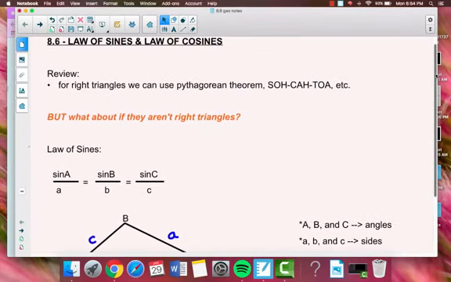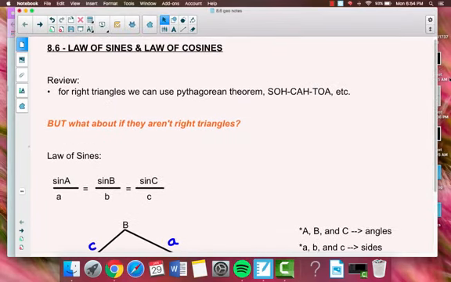Today we're going to be talking about two unique laws in trig, and they are called the law of sines and law of cosines. Just as a reminder, up until now we've been working strictly with right triangles, and we've used Pythagorean theorem, SOHCAHTOA, and some special right triangle rules. But now we're going to start dealing with triangles that aren't right triangles, and this is where these two different laws come in.